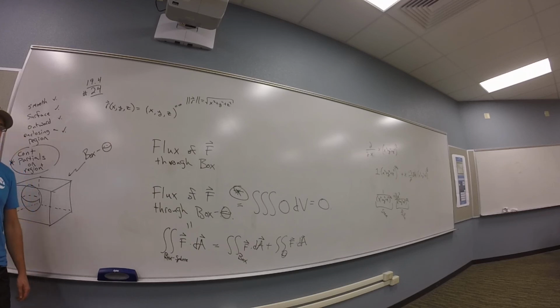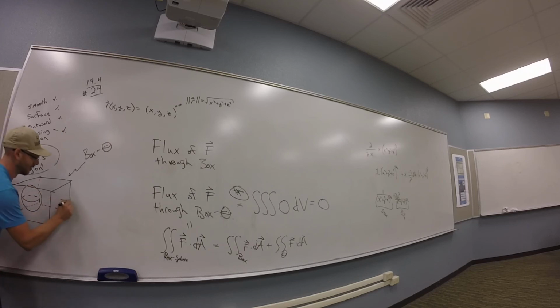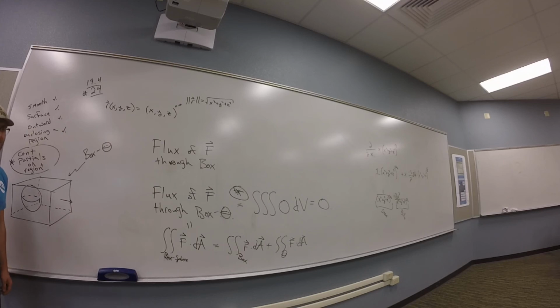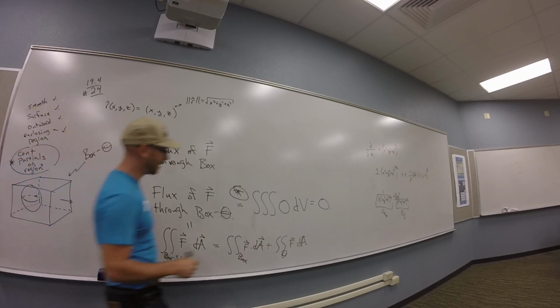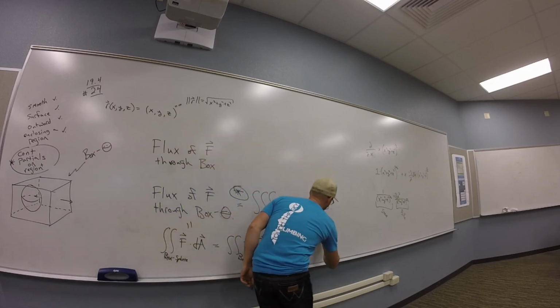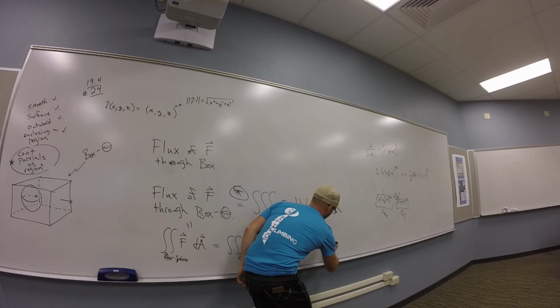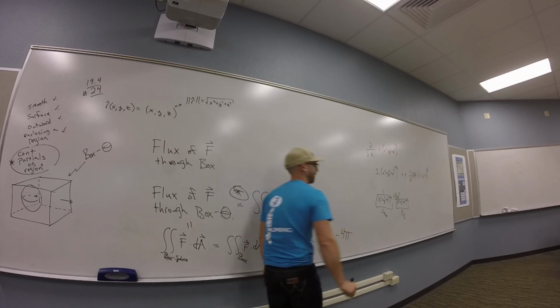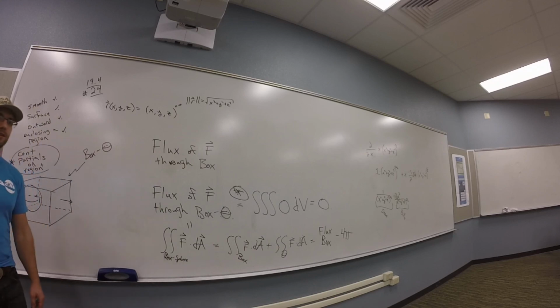So if you're standing in between the box and the sphere, oriented outward on the box is out. But on the sphere, it's pointed into the sphere, right? You guys see that? So that is the opposite of what I calculated earlier. So that'll be negative 4 pi. What I get is that this is the flux through the box minus 4 pi. You guys see that?